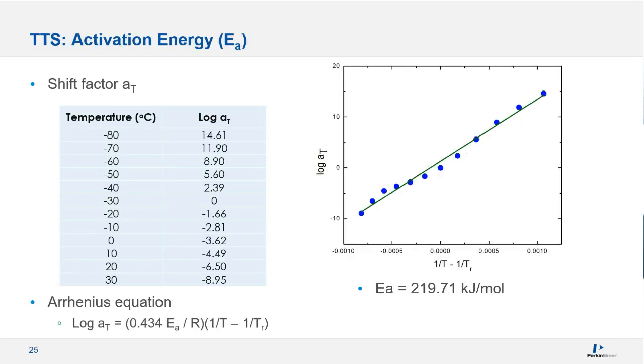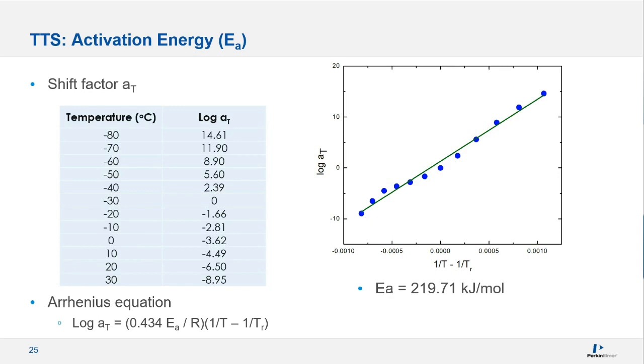The shift factors of a master curve have some relationship with the temperature. Generally, the Arrhenius equation is acknowledged with reasonably good accuracy to determine the shift factors. Here, EA, the activation energy, for the change, it usually means the change in viscosity. It's also called the flow activation energy. R is the gas constant, and TR is the reference temperature in Kelvin.